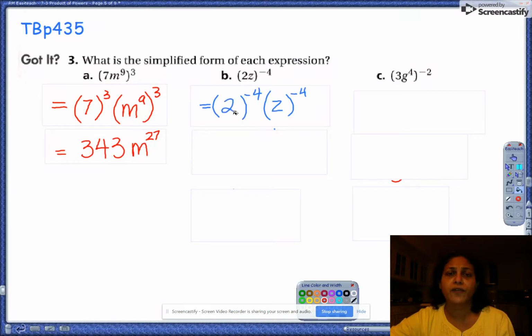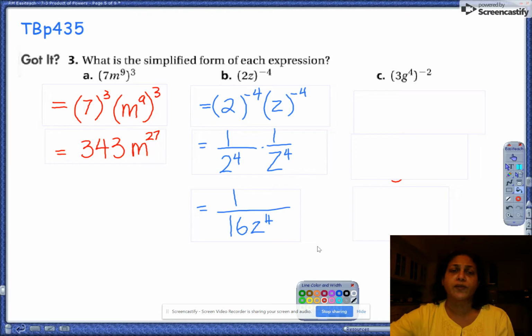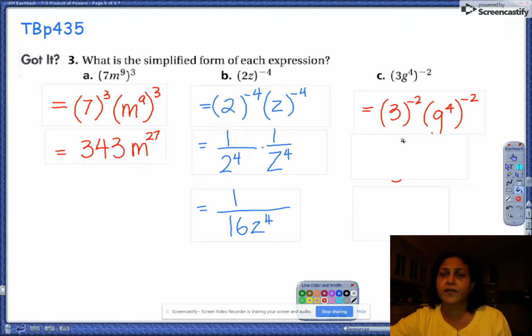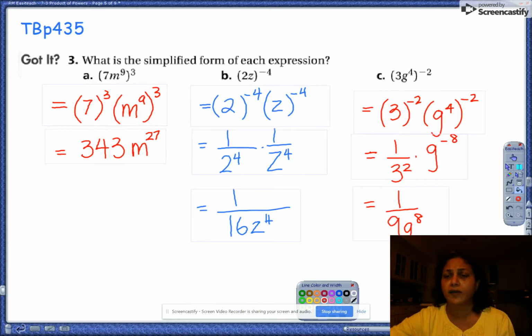Here we have 2 to the negative fourth and z to the negative fourth. And you cannot leave your exponents as negatives, so they both go into the denominator. And you can simplify it if it's an easy number. So this turns out to be 1 over 16 z to the fourth. Here again, both parts get the negative second power, and it becomes 1 over 3 squared times g to the negative eighth, which also ends up in the denominator.